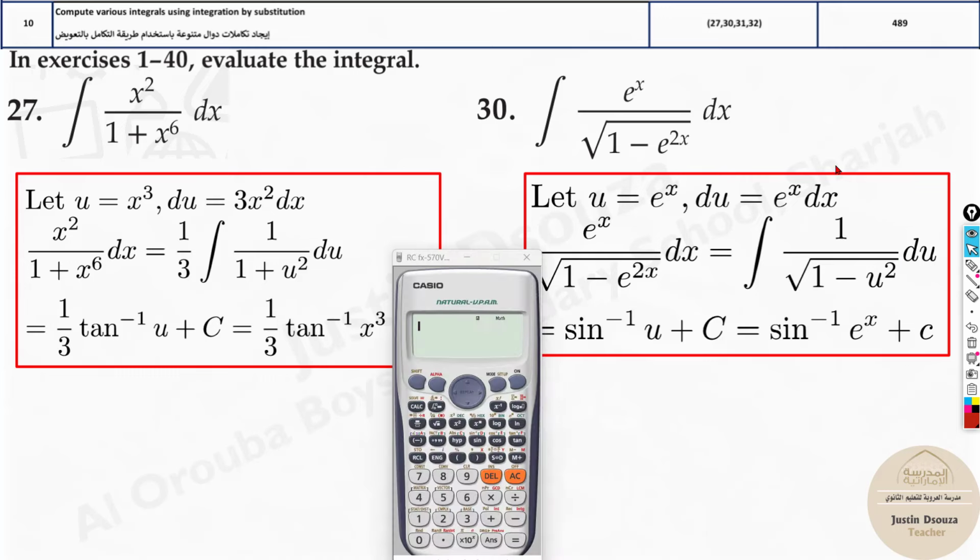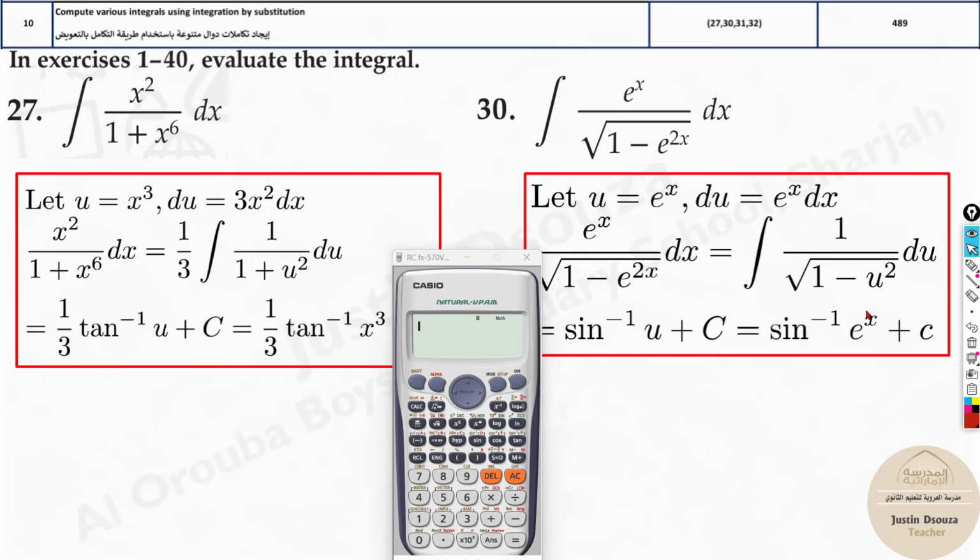Now, when we solve these problems, sometimes there might be an issue. Now, look over here. We have got sine inverse e to the power x. Now, what's the domain of sine inverse? It's from -1 to 1, I believe. But over here, you can't put any value, because if you put any value, you'll get an error, because it is out of the domain of sine inverse. So you must just be careful.